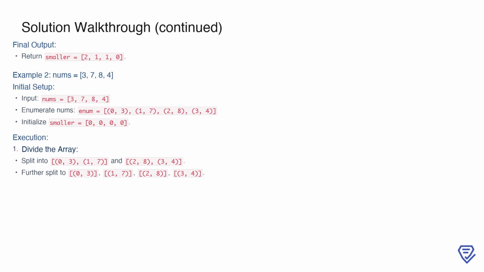Now, let's look at another example. For nums equals 3, 7, 8, 4, we start by enumerating the array to form (0, 3), (1, 7), (2, 8), (3, 4), and initialize smaller as 0, 0, 0, 0. In the divide step, we split the array into (0, 3), (1, 7) and (2, 8), (3, 4), then further split these into single-element subarrays (0, 3), (1, 7), (2, 8), and (3, 4). These single-element arrays are ready for merging.